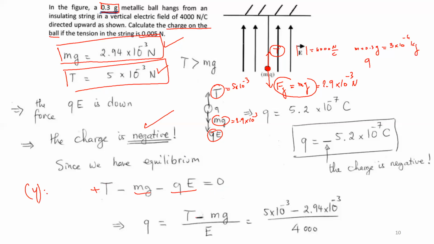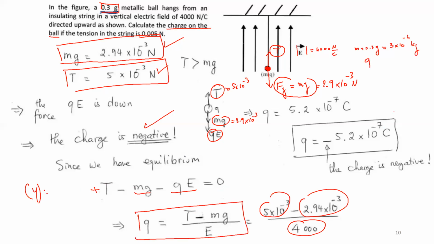So now I will get what is Q. Q will be the difference between the tension force and the gravitational force. Then I divide by the electric field. This type of problem will come again and again. And here I will get my Q, which is equal to minus 5.2 × 10⁻⁷ Coulomb. And the charge is negative.